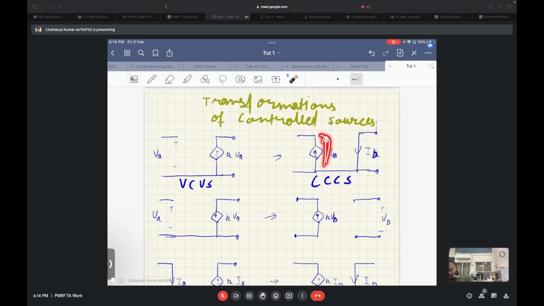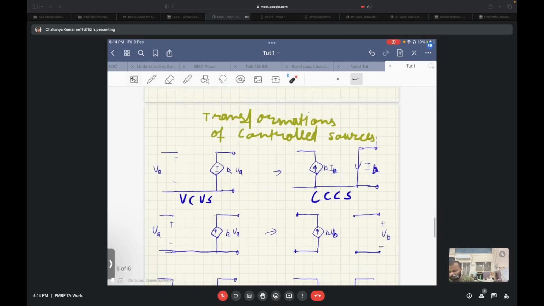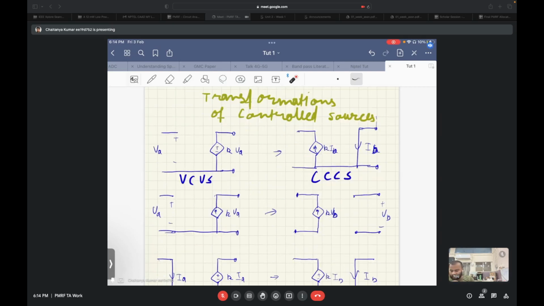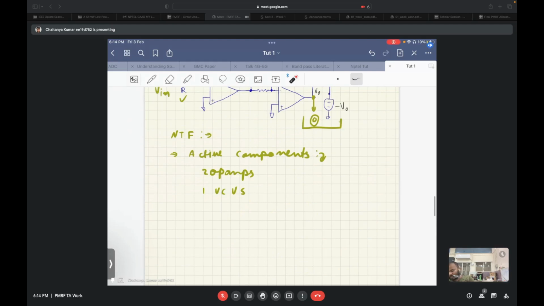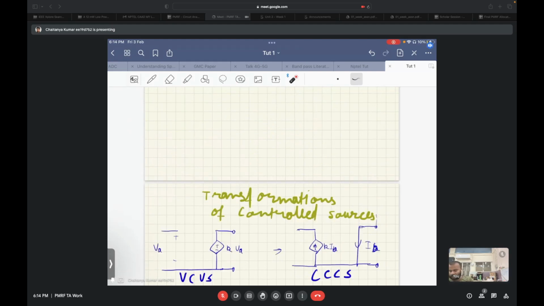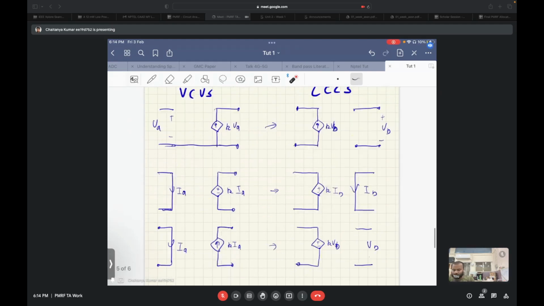And this current, if pushed into this node, will tend to increase the voltage of this node. So that's how you need to decide the direction, the signs of all the control sources. And once you know this, you can use them to find reciprocal networks, inter-reciprocal networks. So this is basically the transformation of controlled sources.